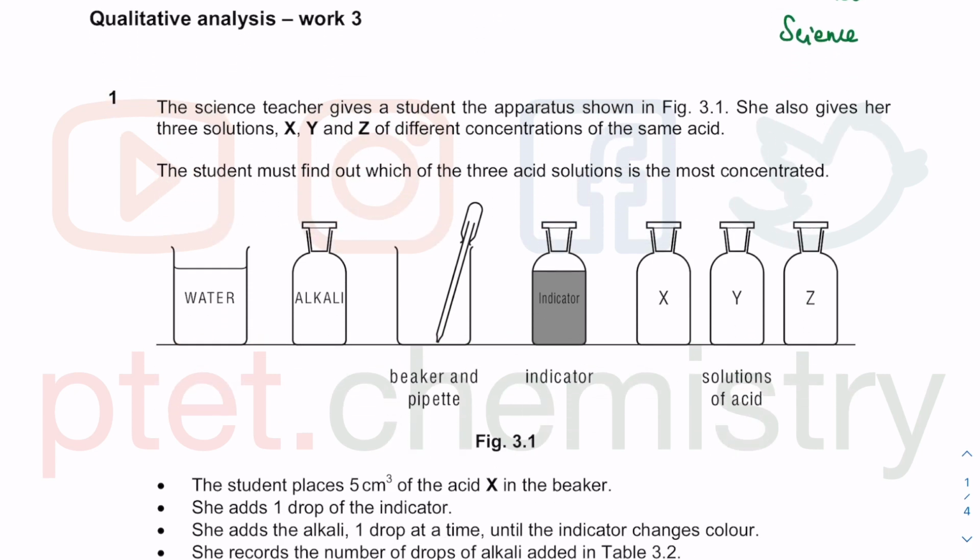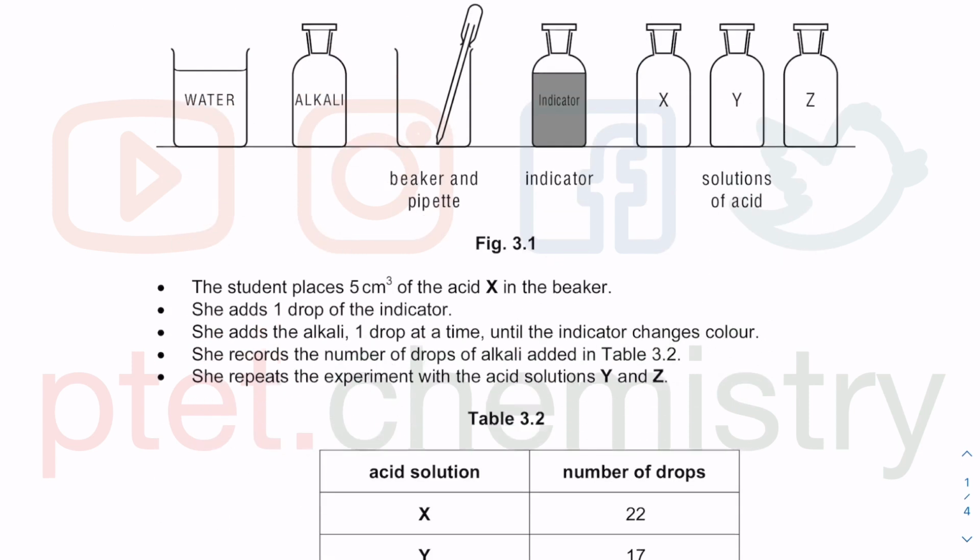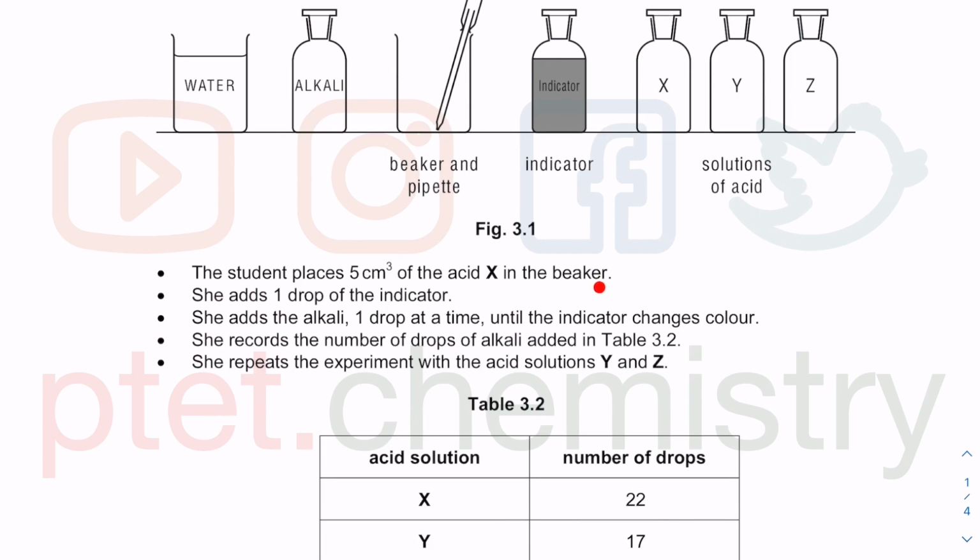So in this first question, the science teacher gives a student this apparatus as shown. We have some beakers as well as a pipette, and this is an indicator. These are solutions of acid X, Y, and Z. This is an alkali, this is water. So the student places 5 cm cube of acid into the beaker and adds 1 drop of the indicator.